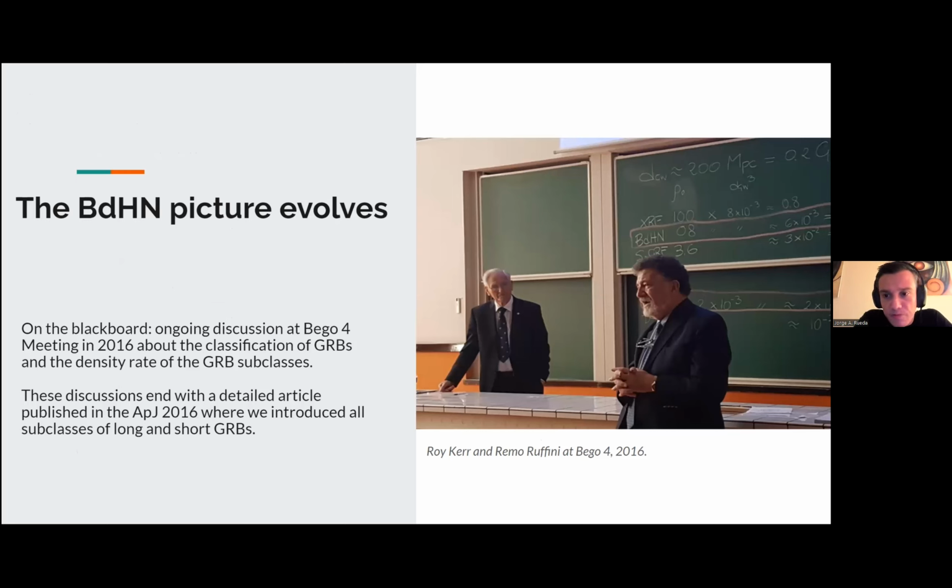From this binary stellar evolution point of view, we started to make a population analysis, to count the GRB systems. This ended with a paper in 2016. And I put this picture here because this was discussed in the BEGO4 meeting in 2016. You see here on the blackboard our discussion of the population of GRBs, BDHNe, discussing how many binary-driven hypernovae we expected to be observed in GRB observations, and how to identify them and estimate their population.